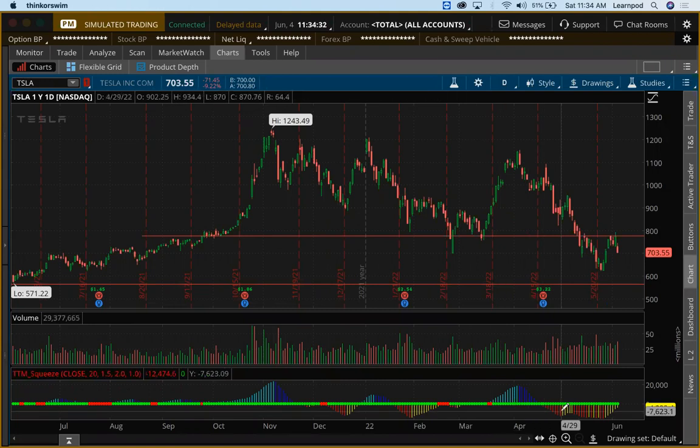To make it very simple for you to understand, red bars indicate selling pressure. If you see red bars on the TTM squeeze, that means there is a lot of selling pressure happening. If you see yellow bars appearing, that means the selling pressure is still on, but it is reducing. Again, that might turn to red again, and if it's red again, that means the selling pressure is on again. And if it's yellow, it means the selling pressure is still there, but it's slightly slowing down.